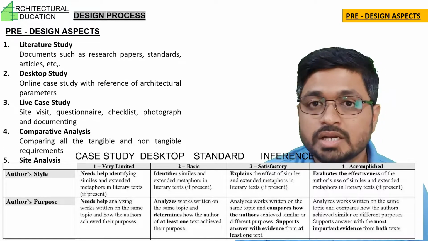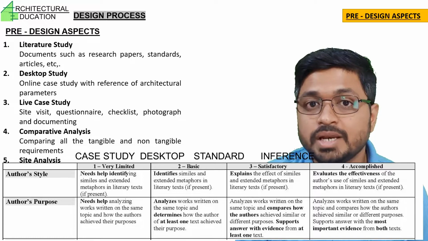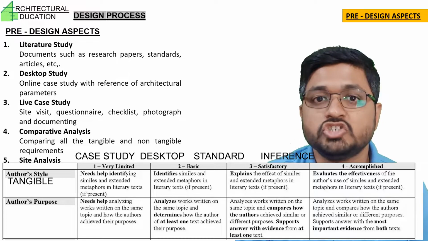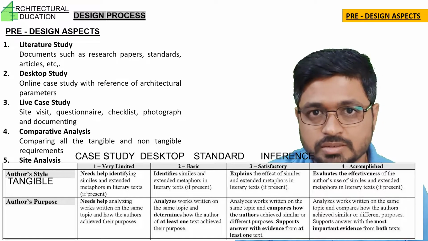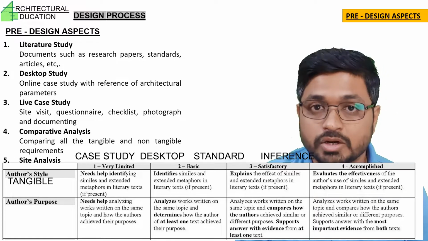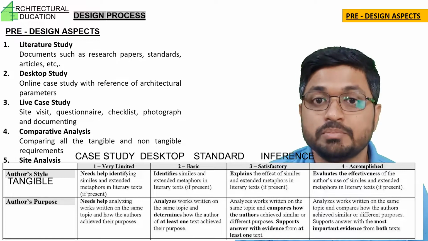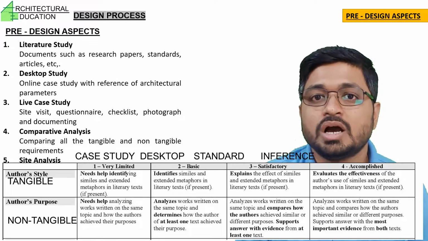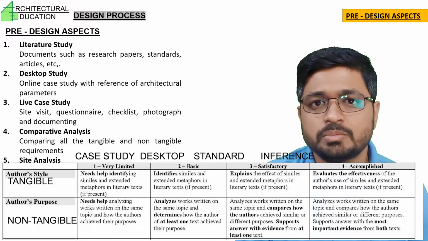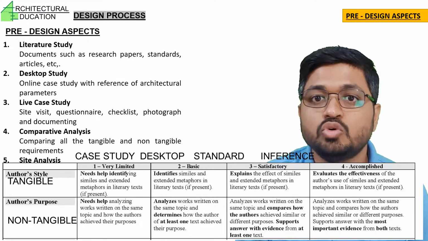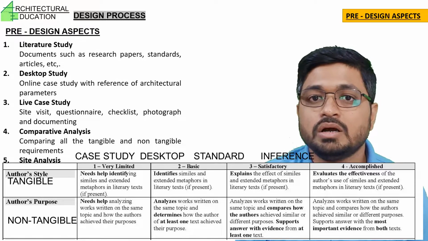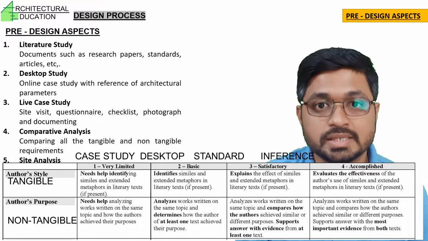In the comparative analysis, you have something called tangible and non-tangible. Tangible things are measurable. For example, when you go to case studies, tangible things are those which are recorded and measured. Non-tangible things are slightly difficult to record. For example, experiences, goodwill, or level of excitement.